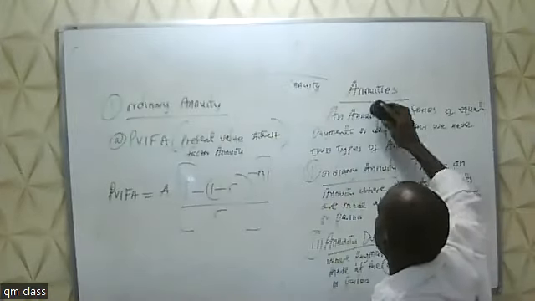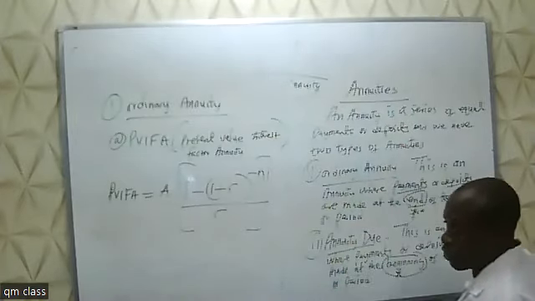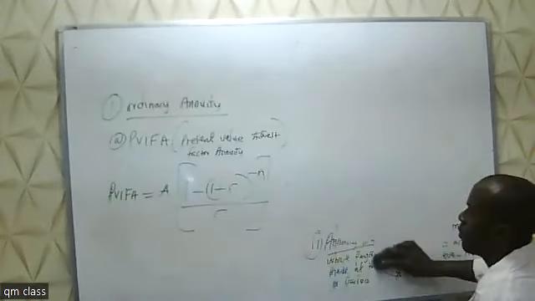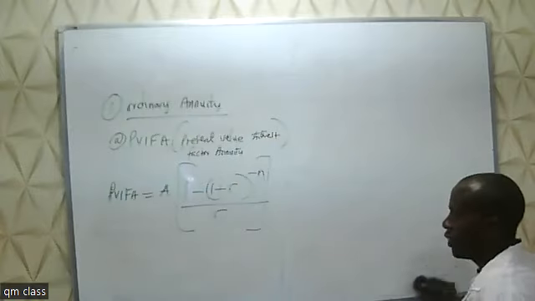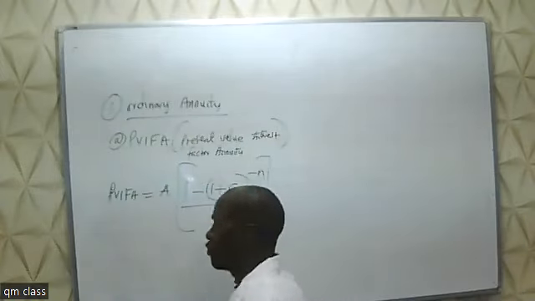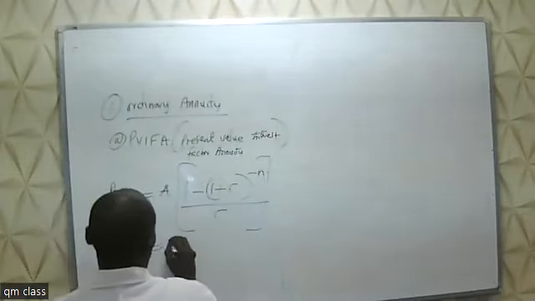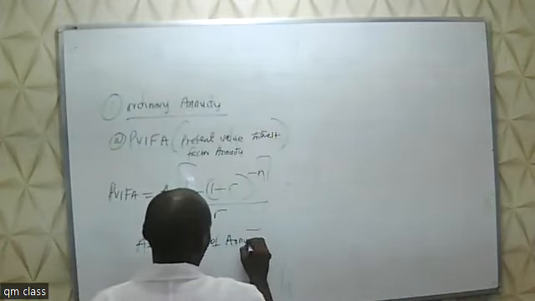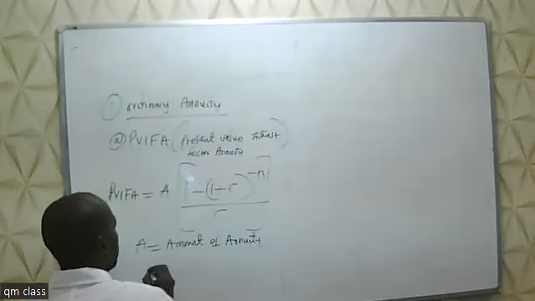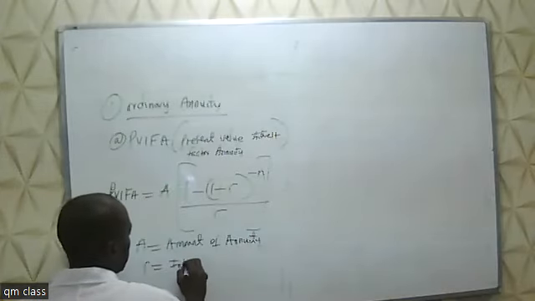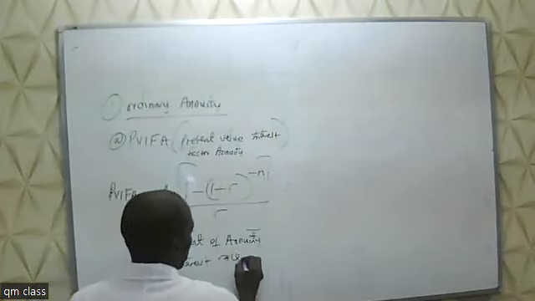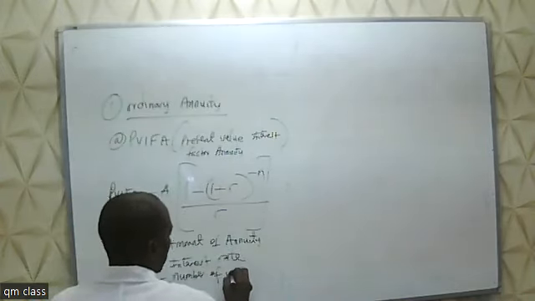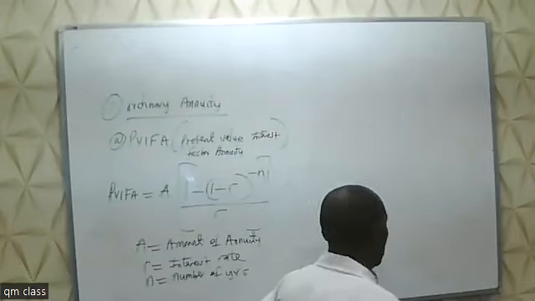All right. So the distinction between ordinary and annuity due, I've explained. So we have that one, the PVIFA, which is the present value interest factor annuity. Where A is the amount of annuity, and R is the interest rate. Then N is the number of years. Okay, so this is how you look at that one.